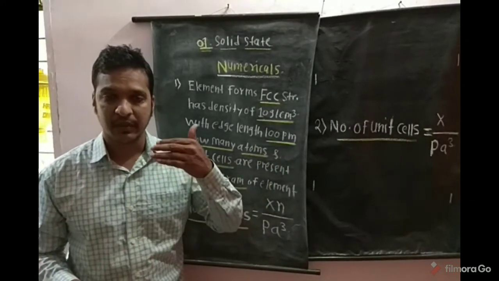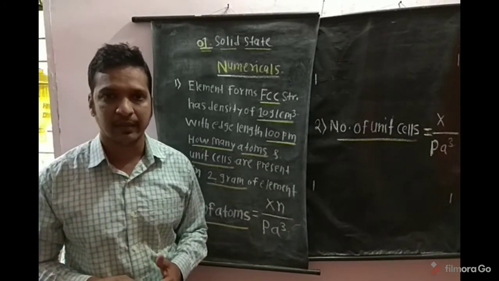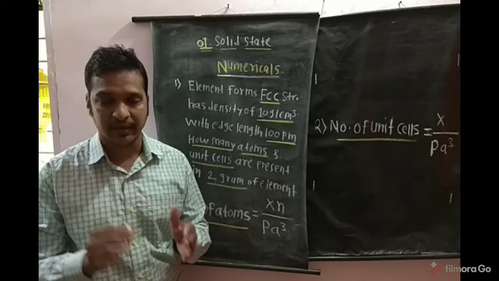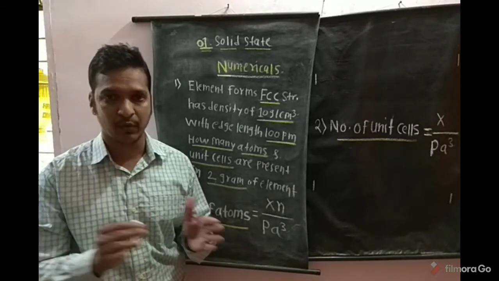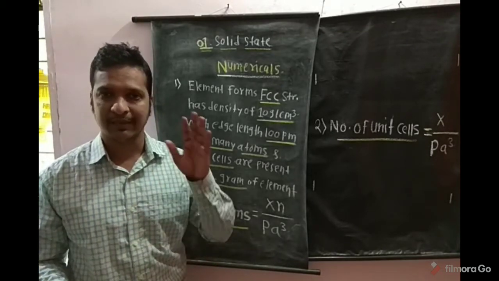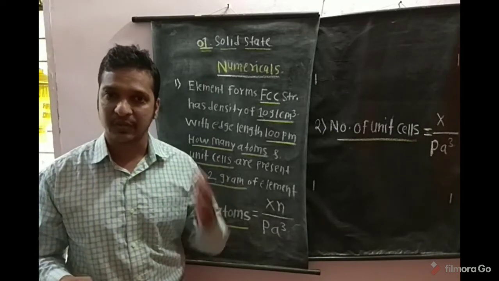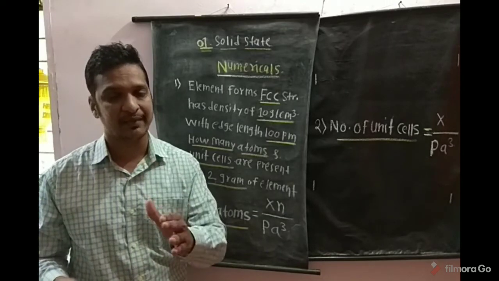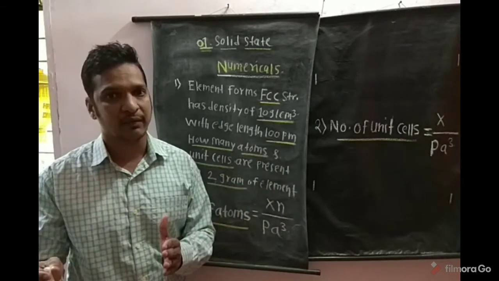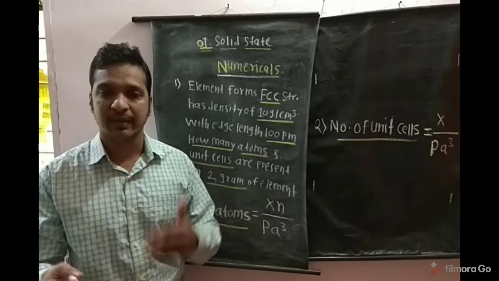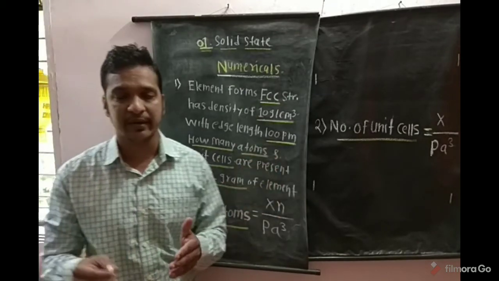Now here we have to convert this picometer into centimeter. 100 picometer is equal to 100 into 10 raised to minus 10 centimeter. So whenever there is a conversion of picometer to centimeter, you have to multiply that number by 10 raised to minus 10. And in case of conversion of angstrom to centimeter, you have to multiply that number by 10 raised to minus 8. Because the example gives the value in picometer, a is equal to 100 into 10 raised to minus 10.